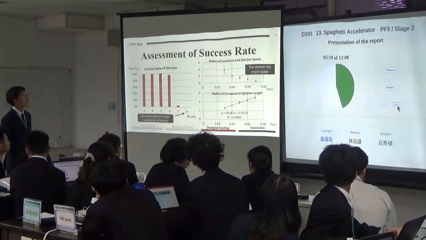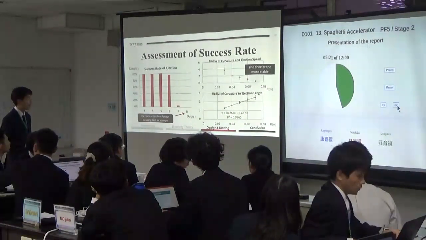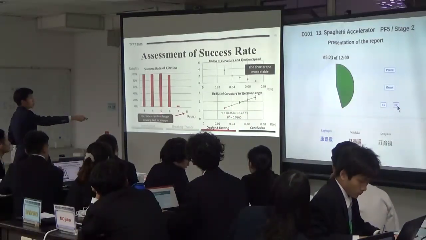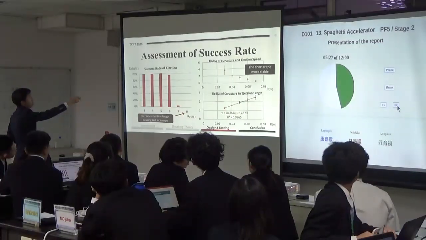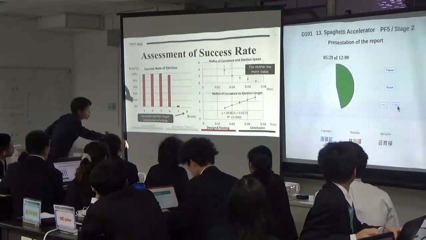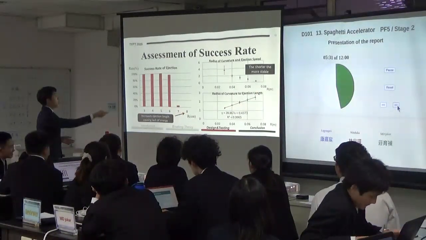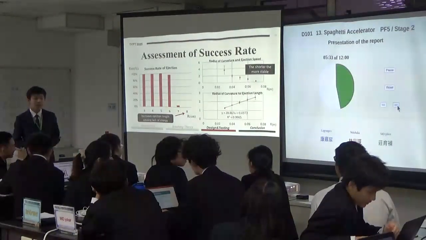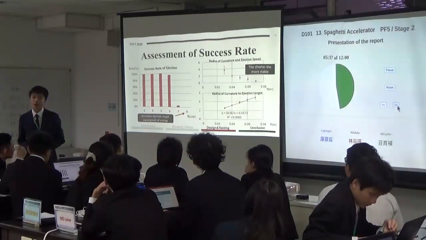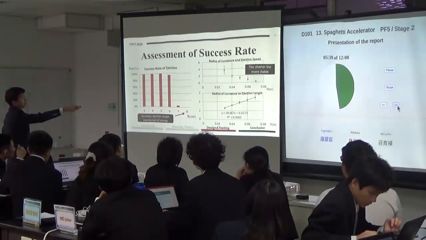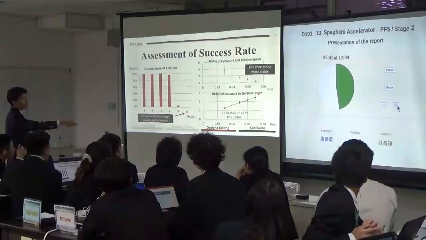And now for the assessment of the success rate. As you can see over here, after 6 centimeters, the rate of success drops drastically. And this is due to the buckling effects taking over, resulting in less fracture effects. And as you can see over here, these are the comparisons.